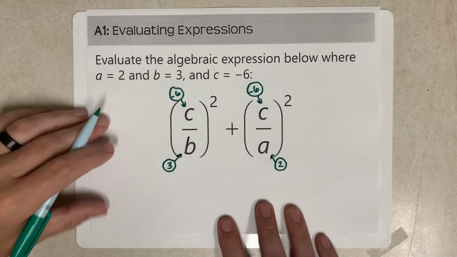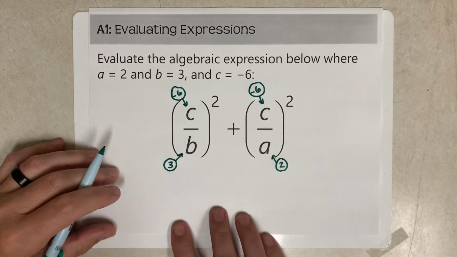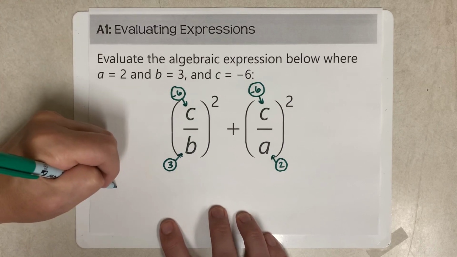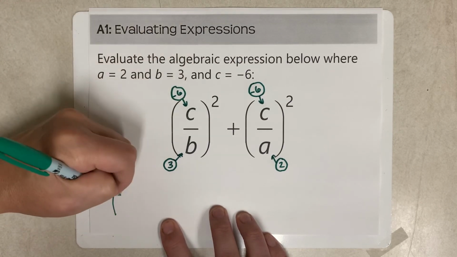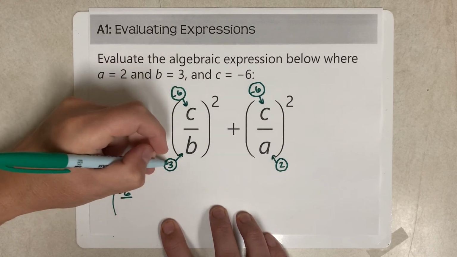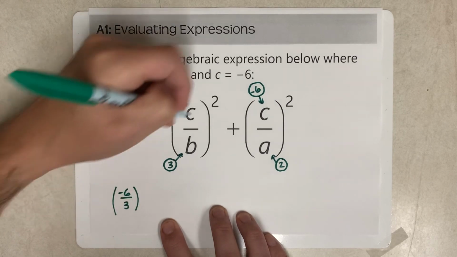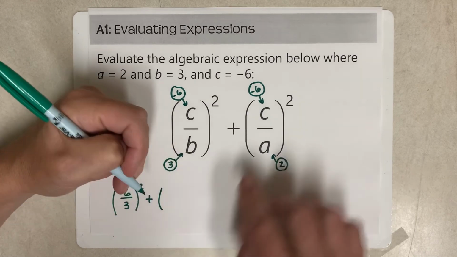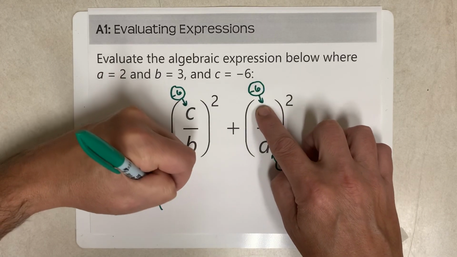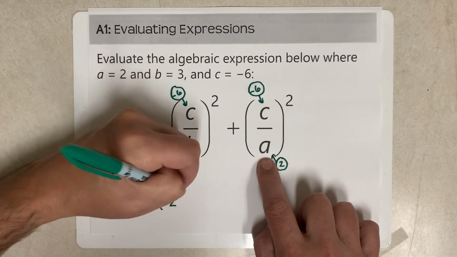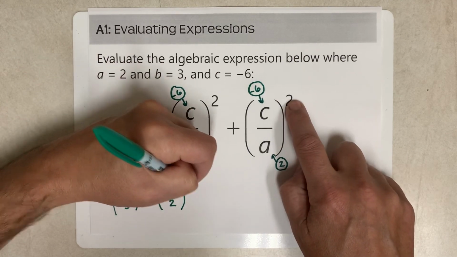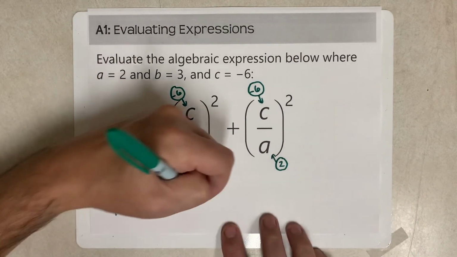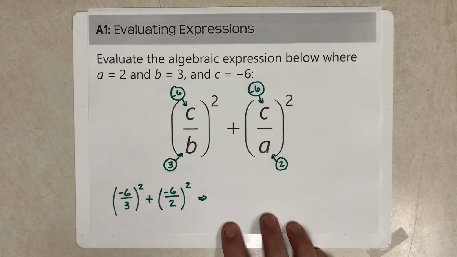So I'm going to start out down here because I don't have much room over there. So I'm looking at parentheses -6 over 3, squared, plus -6 over 2, squared. All right, let's go ahead and do our parentheses first.